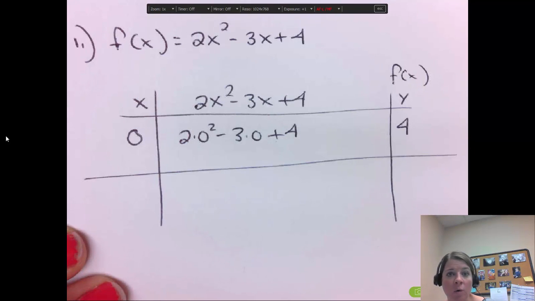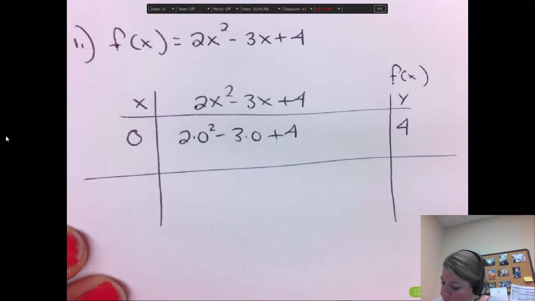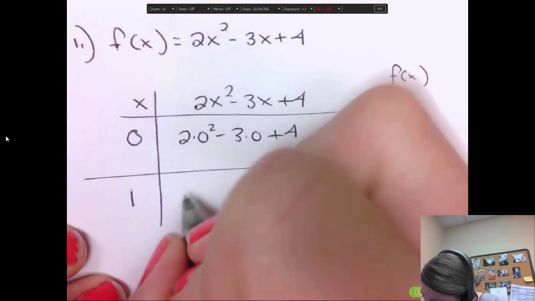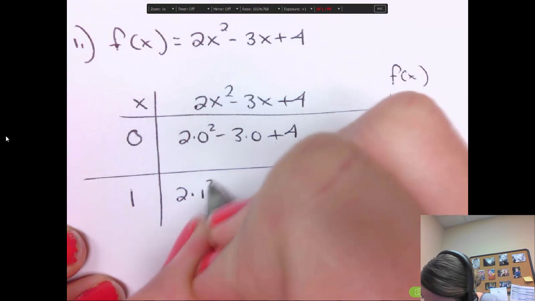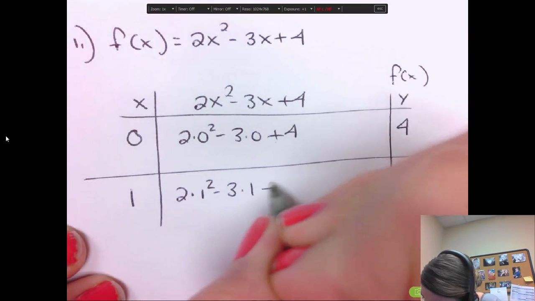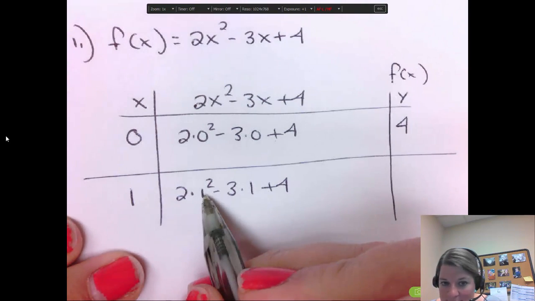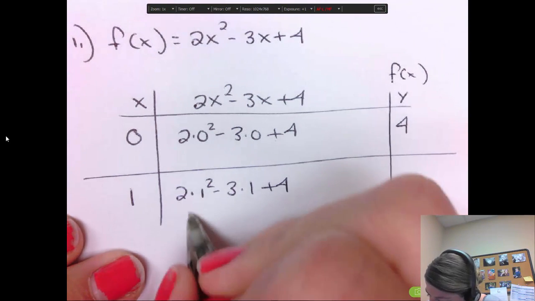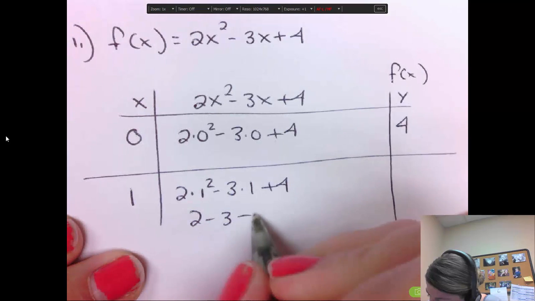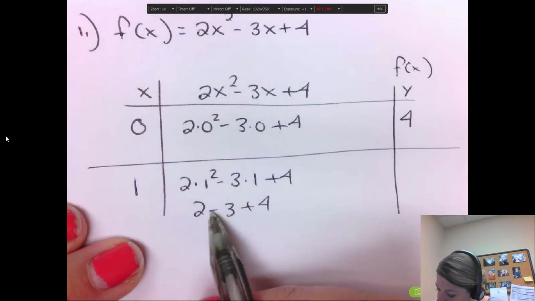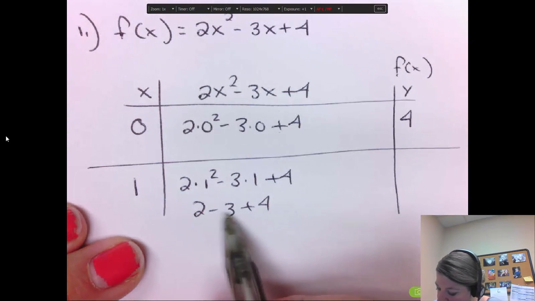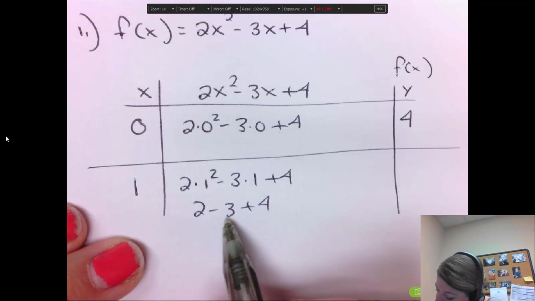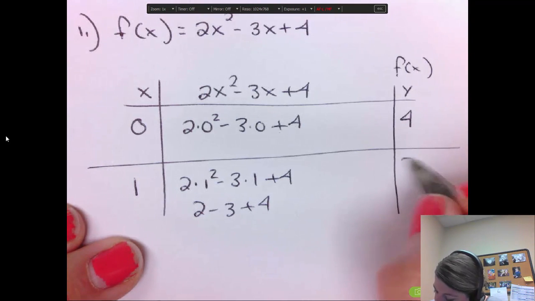And we're going to need quite a few more in order to be able to see the graph. So let's try 1. So we would have 2 times 1 squared minus 3 times 1 plus 4. 1 squared is 1. 1 times 2 is 2. 3 times 1 is 3. So in this one I'll have 2 minus 3 plus 4, or 2 minus 3 is negative 1. Negative 1 plus 4 is 3.